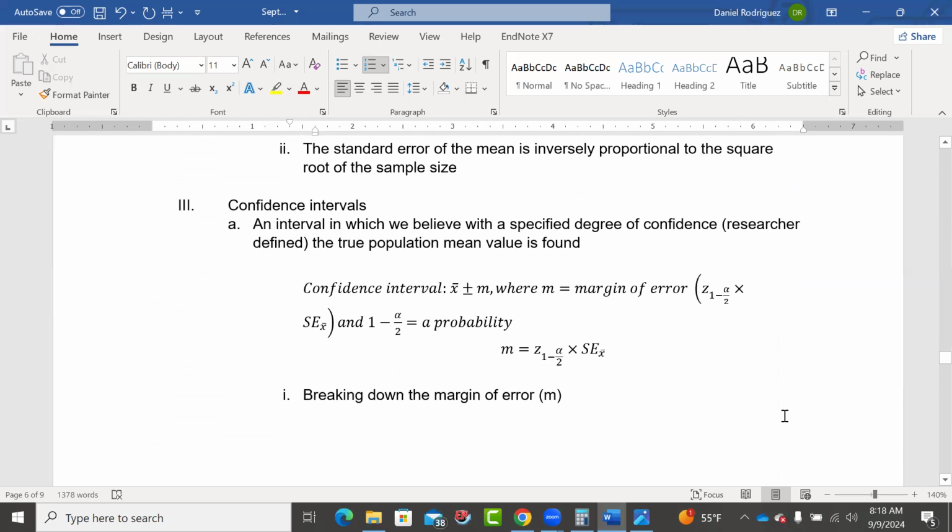And why am I holding off on so much information? Well, I don't want to give you too much information now, but we'll talk about this in relation to confidence intervals. So in this lecture, I talk about confidence intervals. So what's a confidence interval?